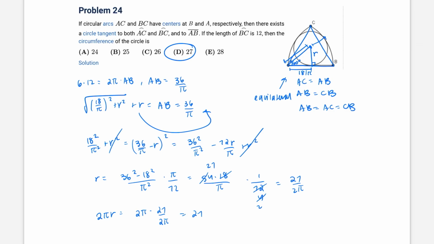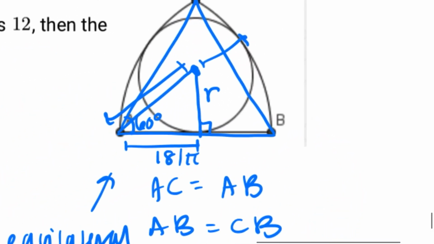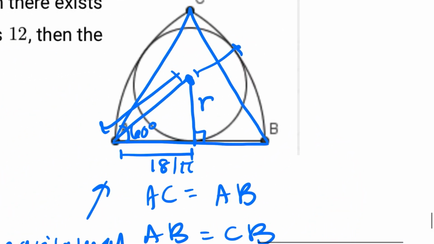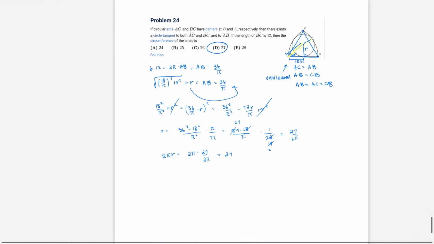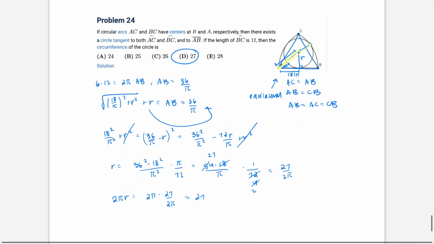A possible mistake, and one that I made when I first did this problem, was assuming that the segment from this point to this point was the same as the segment from this point to this point, which will give you a wrong answer. So that's just something to be aware of.